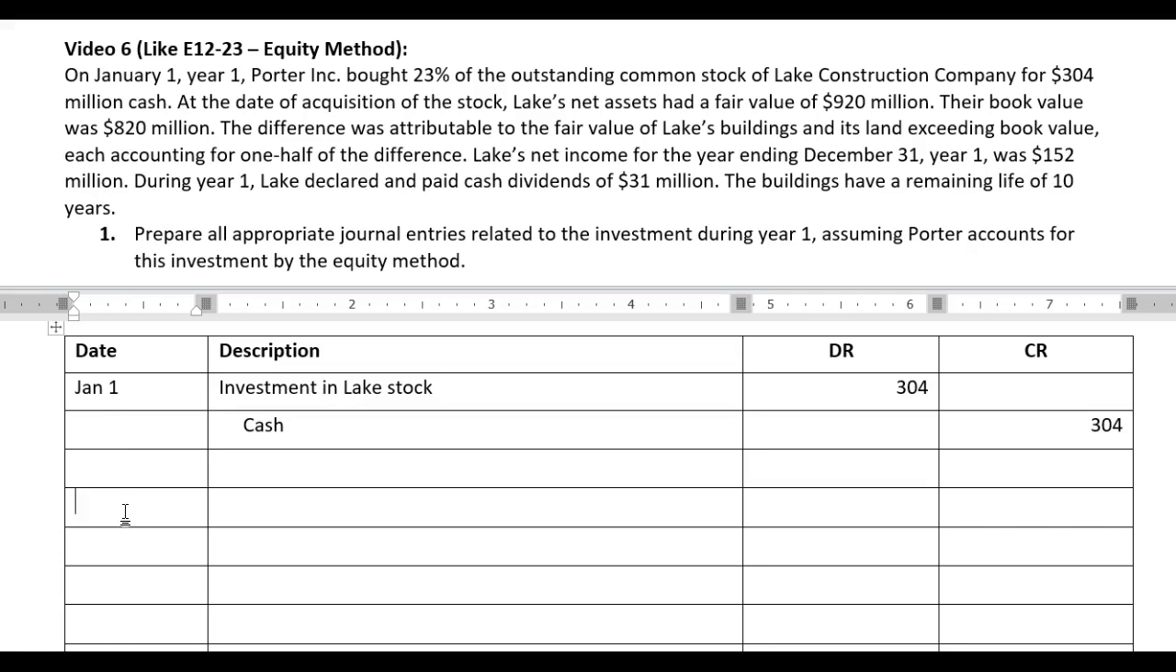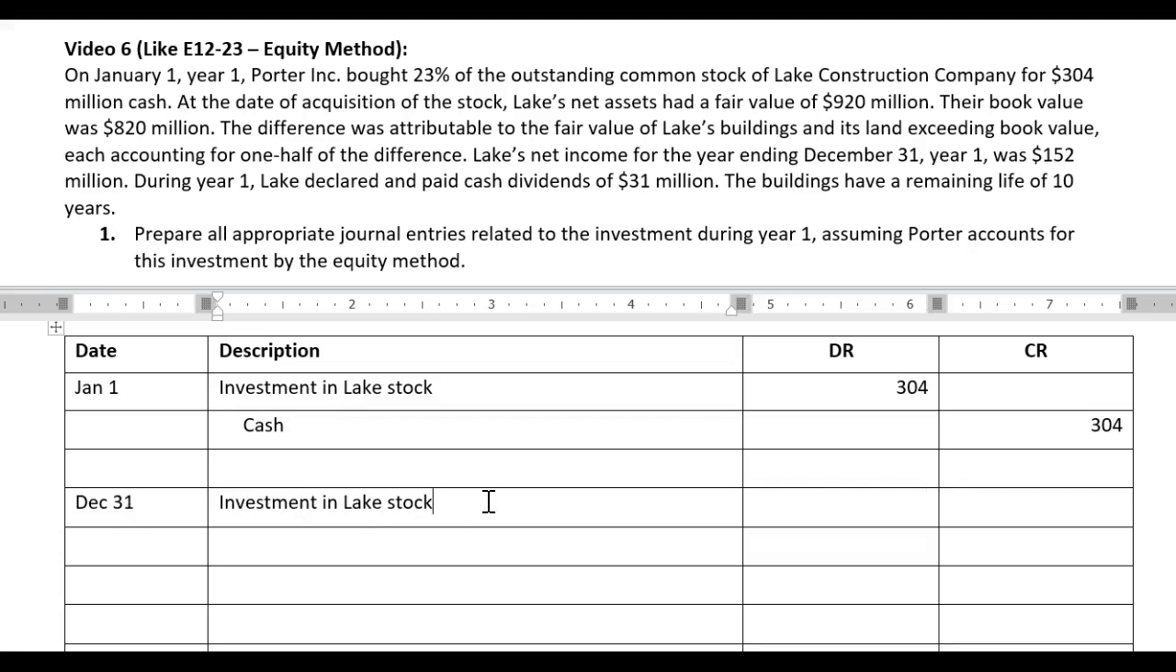Since we treat this sort of like a subsidiary, as they earn income, we recognize the percentage of income that in theory is ours, since we are a 23% owner. So on December 31st, when they report this income, we're going to go in and alter our investment in the stock based on the change in the income. So they had $152 million in income. That's a positive number, so our investment in Lake stock will actually go up based on our percentage of that.